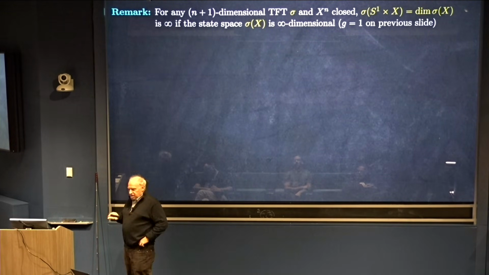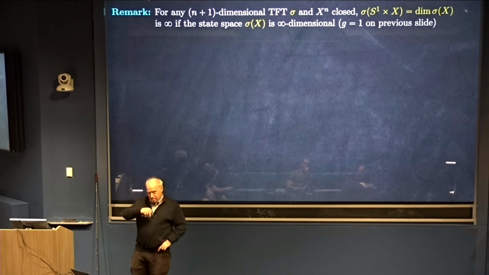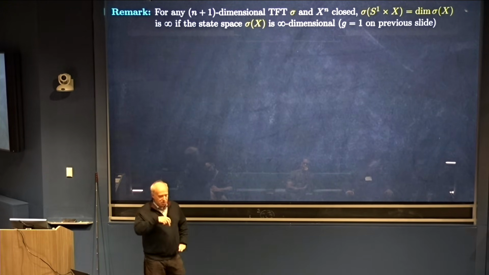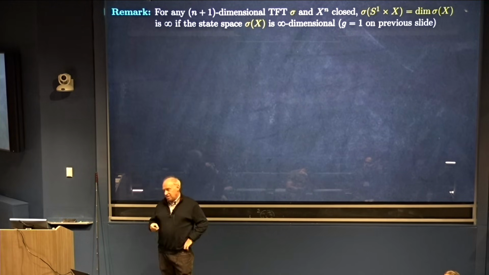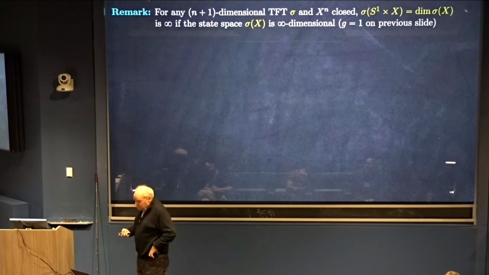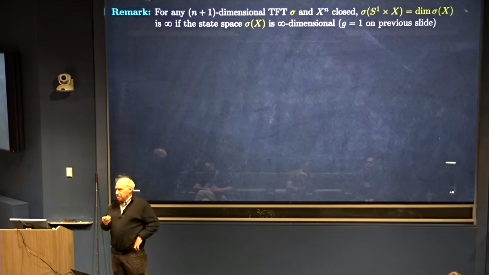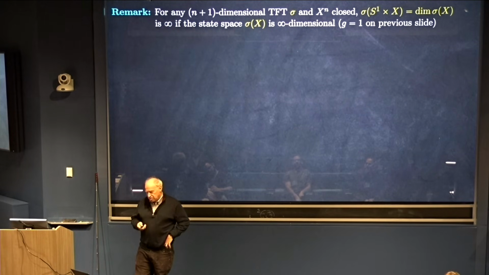And if we think in higher dimensions, if we have an n-manifold X and we cross with the circle, and if we were to make sense of that in the topological field theory, the value of that partition function is the dimension of the vector space. And typically, these vector spaces are infinite dimensional.